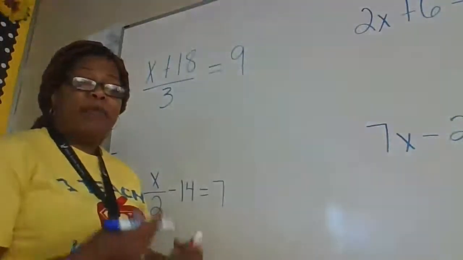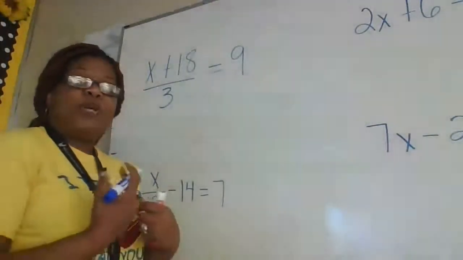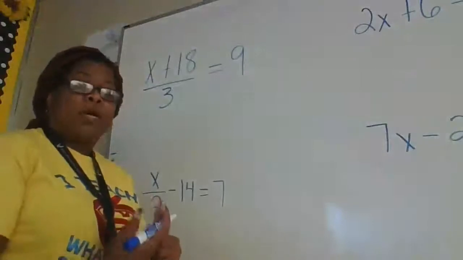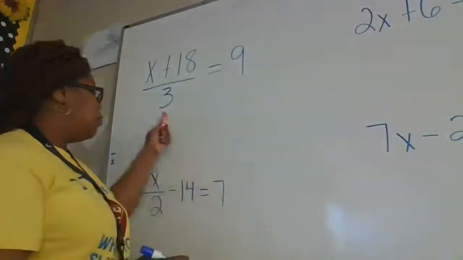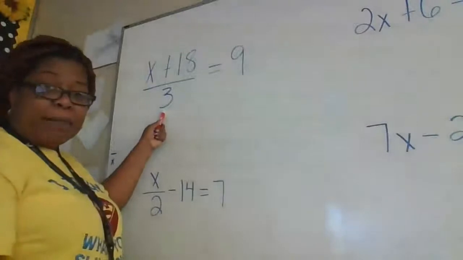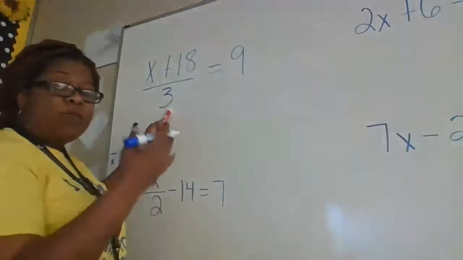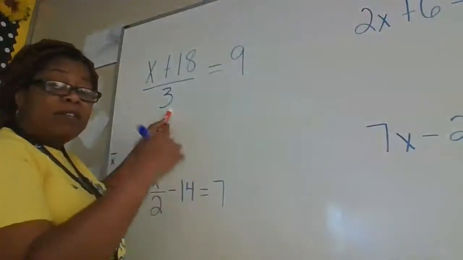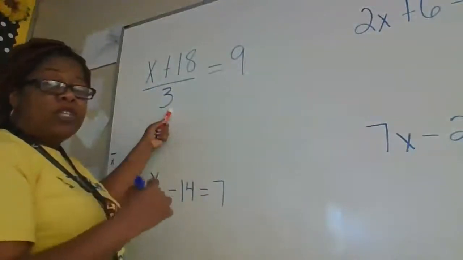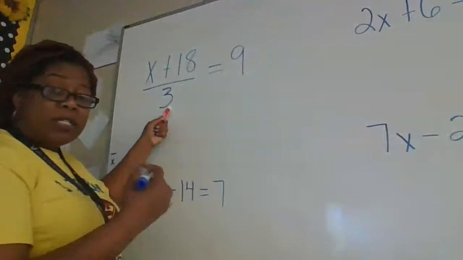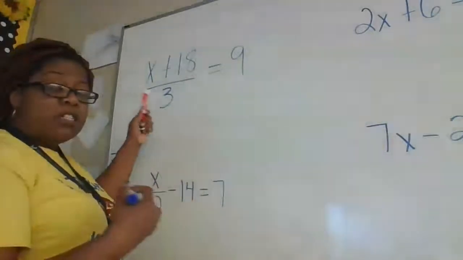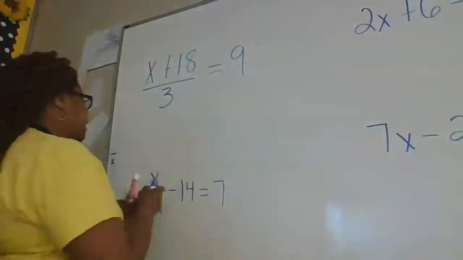The way to do that, we know that fractions are division, so we are going to multiply. Multiply by what, Miss Rain? The very thing that we are dividing by, because we're doing the opposite. We're going to do the inverse operation. So x plus 18 divided by 3, I want to get rid of this 3. I don't want it to be a fraction anymore, so I'm going to multiply both sides by 3.